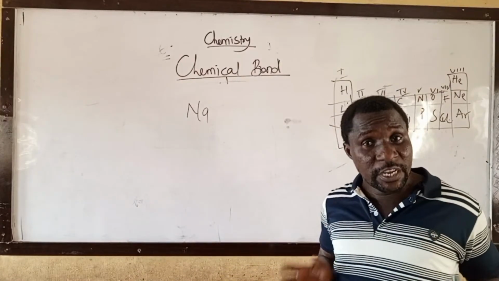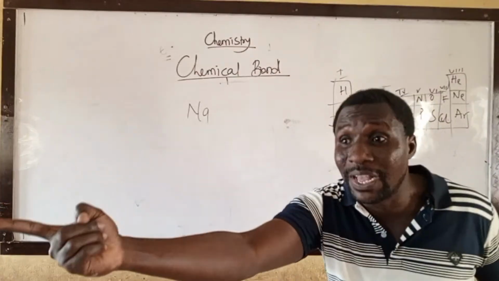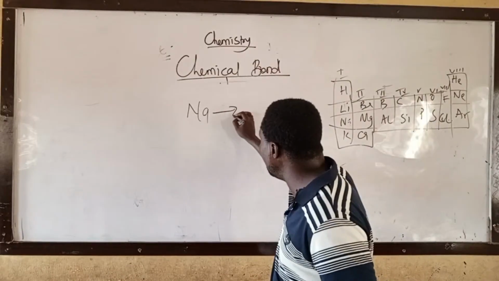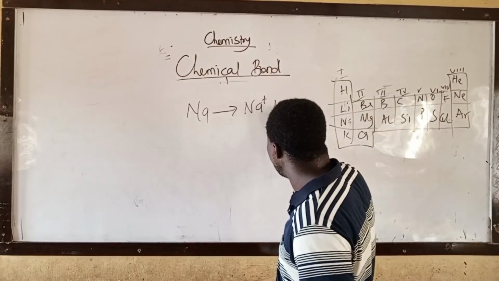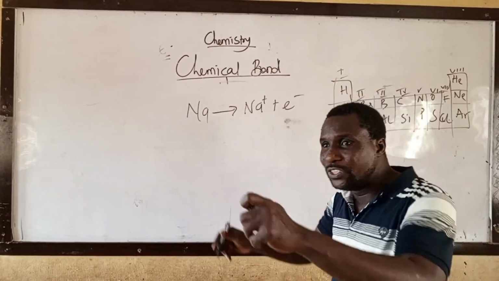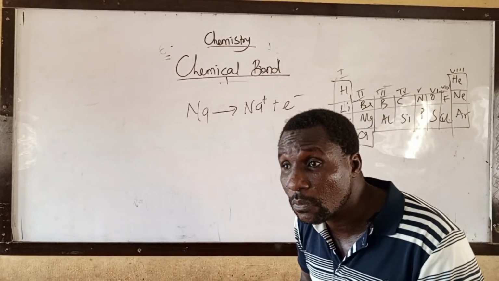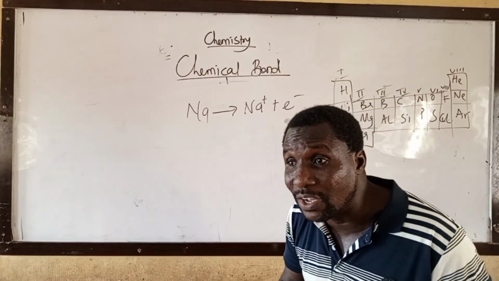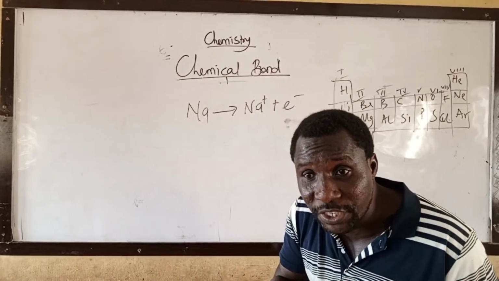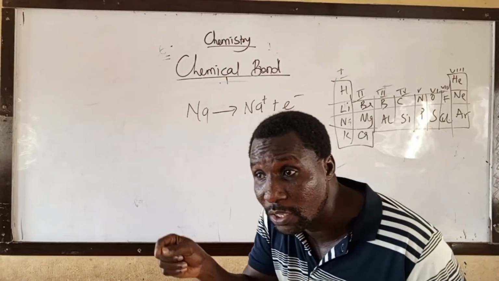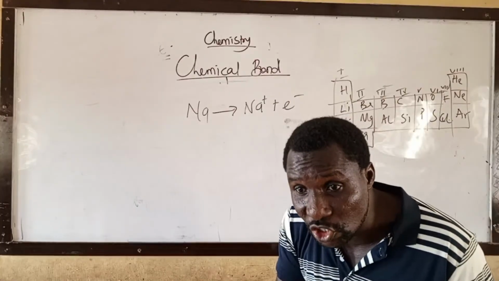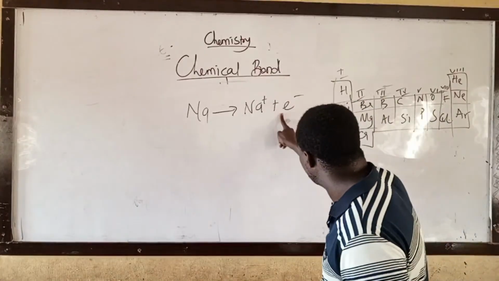But he can do something for himself: lose the 1 electron, so that it will be stable. It will now lose the 1 electron to become sodium ion. If you lose the electron, you become plus. If you gain electron, you become negative. Let that be in your head in chemistry. When an atom loses electron, it becomes positively charged. When an atom gains electron, it becomes negatively charged.